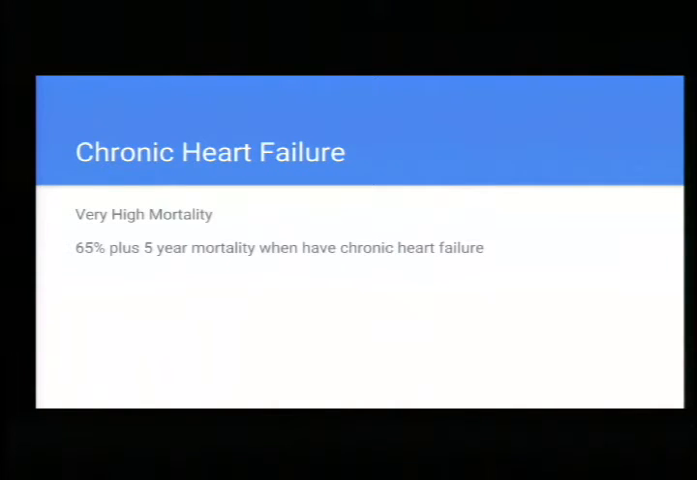So, chronic heart failure. Steve wanted me to put a picture of Stella up here for all you guys that remember transporting her. She was the picture of chronic heart failure. There is a 65% 5-year mortality in chronic heart failure. So these patients don't do well, with higher survival in a lot of cancers than CHF.